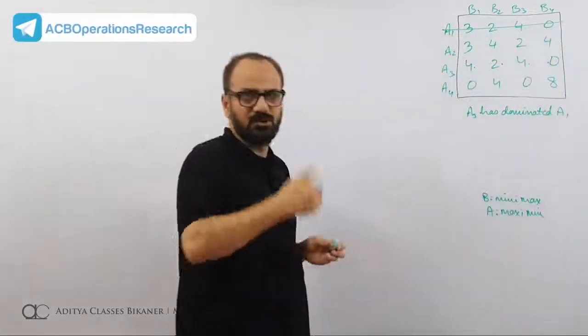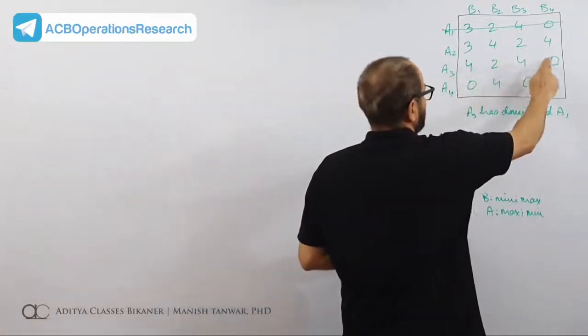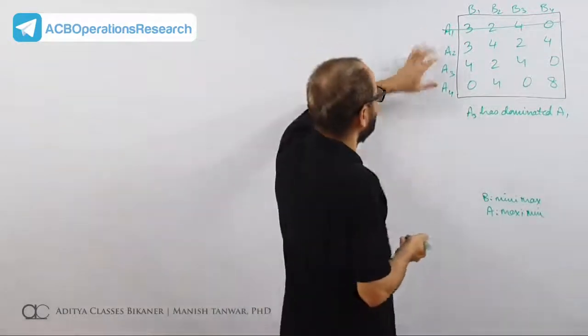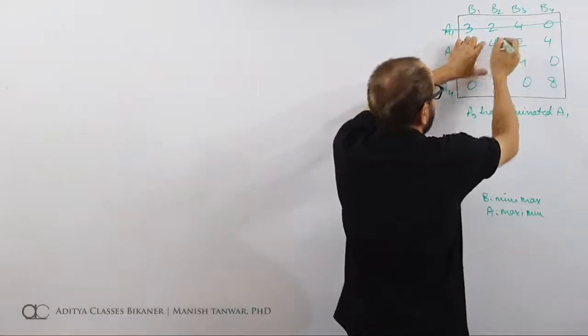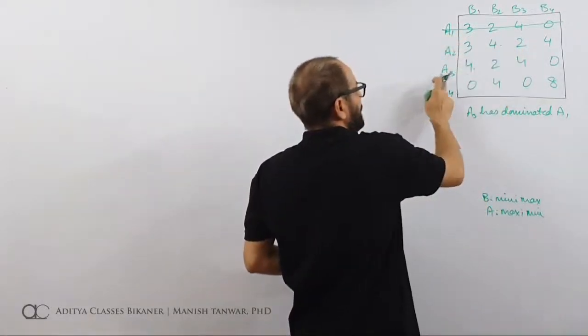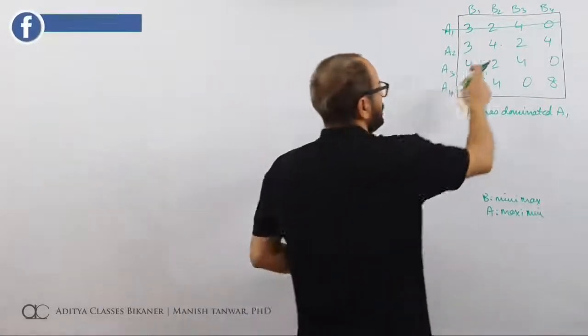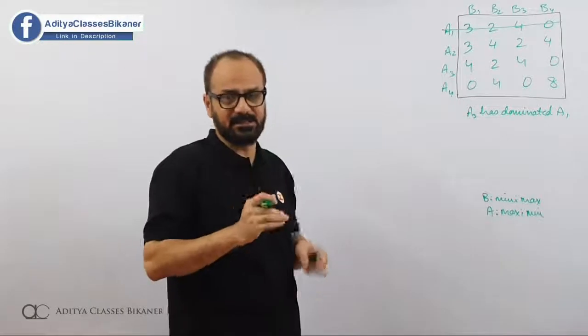Now A1 is out, so we'll start comparing A2 against the others. A2 against A3: 3 versus 4, 4 is better. 4 versus 2, 4 is better. So at times I am taking A3, at times I am taking A2. No conclusion reached. So between A2 and A3 there is no dominance.